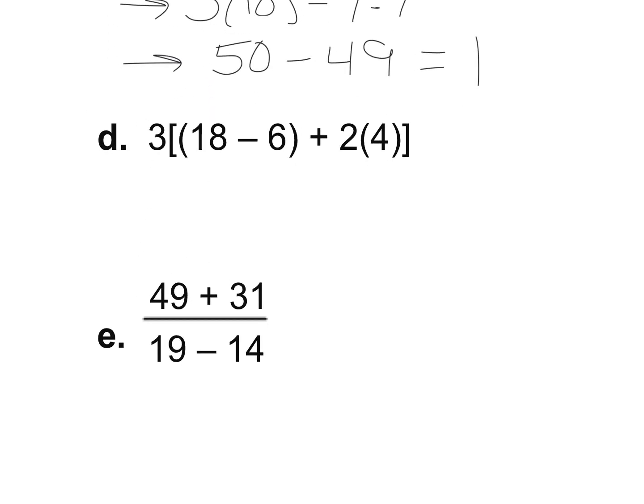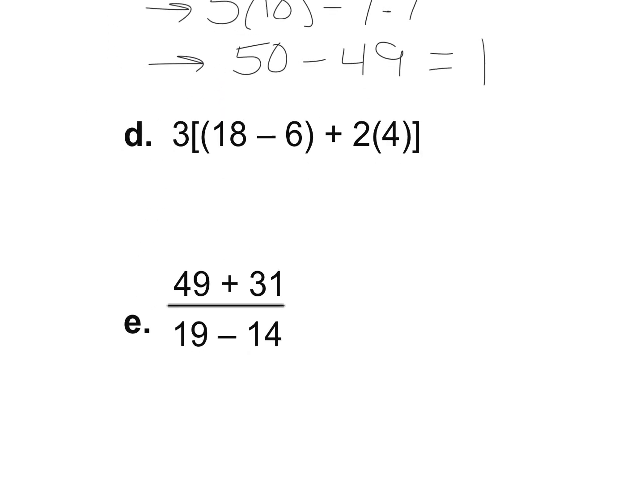D, we got a lot going on here, right? A lot of parentheses and brackets. Okay? So, first step is to what? Parentheses. Which ones, though? There's a bunch. The one that has 18 and 6. Yes, we need to work inside to out with parentheses. Okay? So, keep that 3. What's 18 minus 6? 12, plus we have 2 times 4.